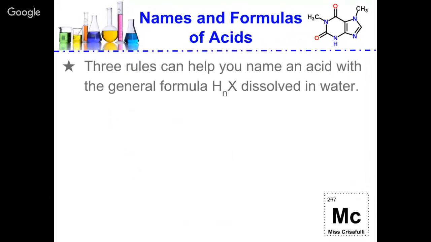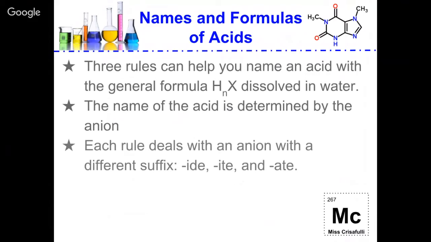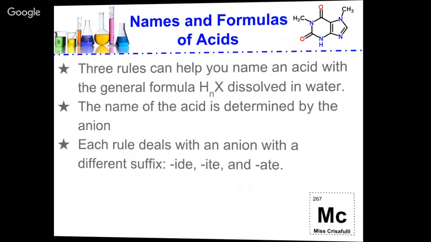There are going to be 3 rules that will help you name your acid. The name of your acid is going to be determined mostly by your anion. That's the negative part of the name. And each rule is going to deal with the anion with the different endings, IDE, ITE, or ATE.